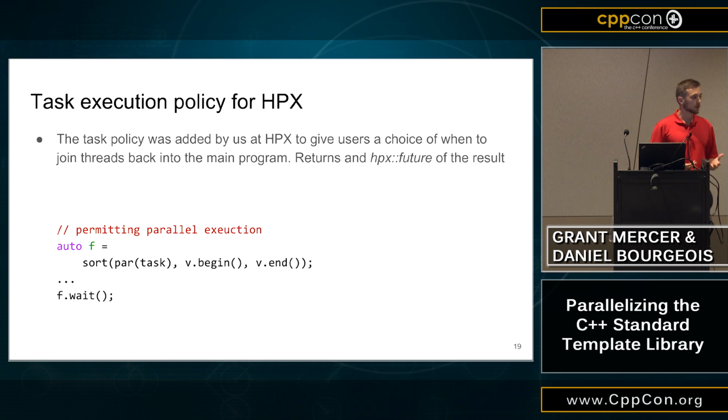Now, what we did differently at HPX is, since we're doing a lot of asynchronous programming, we found a new policy would be really useful. We haven't proposed this to the committee yet, but we found this really useful in our own runtime system. And this is the task execution policy. What this does is it gives users an additional choice of when they want to join back in with the main thread. It'll return a future of the result as opposed to just the result.